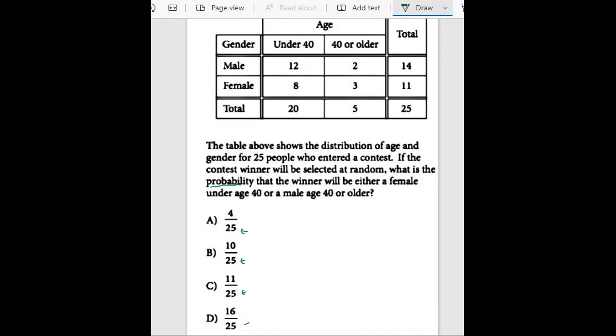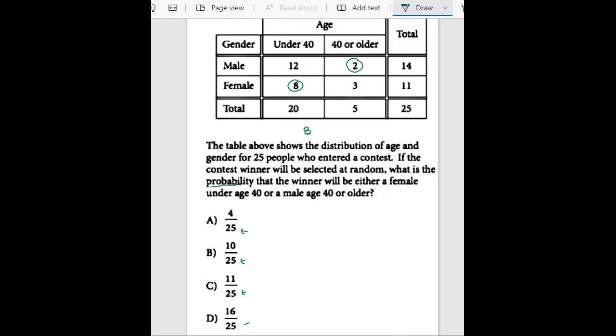So female under age 40, how many do we have? We have 3 for this. And then male age 40 or older. So we have male age 40 or older. So this is 8, sorry. Okay, yes. So what should be the answer? Should the answer be D or should the answer be B?